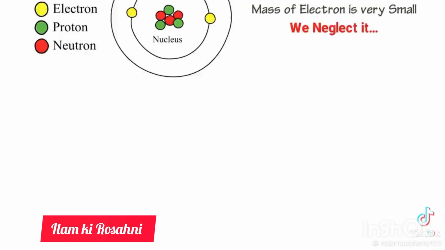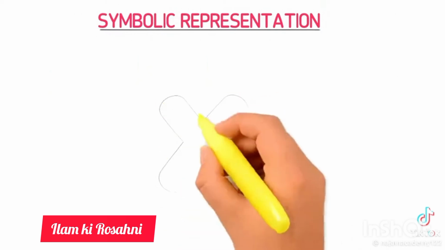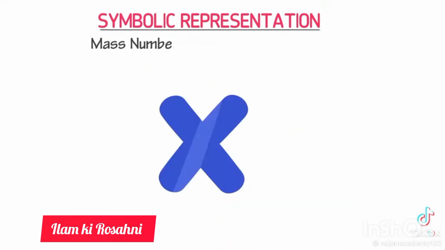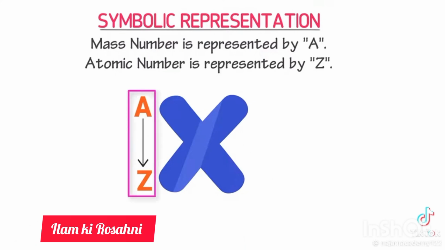Also, let me teach you the symbolic representation of atomic number and mass number. Consider a general atom X. We know that mass number is represented by A and atomic number is represented by Z. Thus we write mass number here and we write atomic number down here. The common mnemonic I teach to my students is always remember A to Z. Let me repeat it. Always remember A to Z.